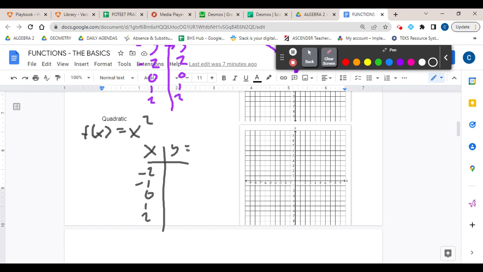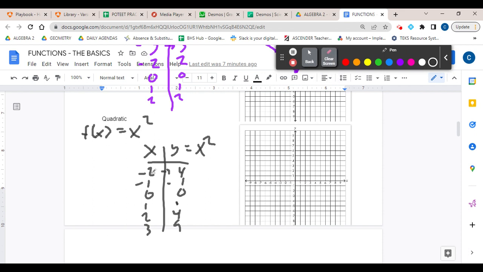Okay, now the y, which is our f of x, is equal to x squared. So we take our x and we square it. So negative 2 squared is positive 4. Negative 1 squared is 1. 0 squared is 0. 1 squared is 1. 2 squared is 4. 3 squared is 9. And so on and so forth.